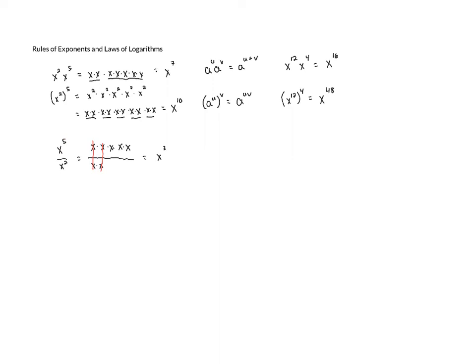We subtract, and you can see the reason we're subtracting is because we started off with 5 factors of x, and those 2 canceled, taking them away, leaving us with 3. And so the rule here is going to be a to the u over a to the v equals a to the u minus v. If we have a quotient of 2 expressions with the same base, we subtract the exponents. And so if we have x to the 12th divided by x to the 4th, we can combine these by subtracting the exponents and getting x to the 8th.